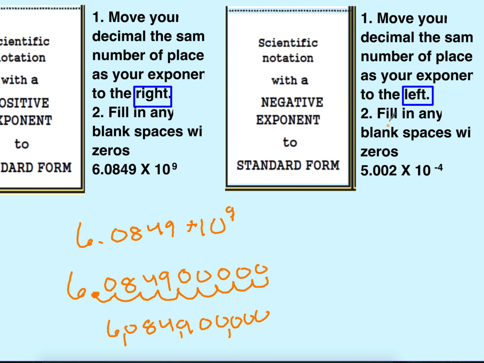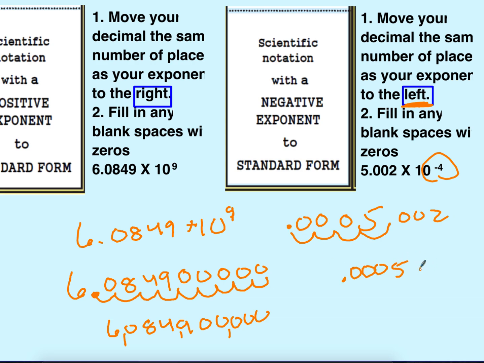Same thing with the negative exponent, but that negative exponent means we move to the left. So make sure we have these rules down. Because it's to the negative 4, I'm going to go to the left. 1, 2, 3, 4. Add my zeros, and there's my decimal. So I have 0.000500.